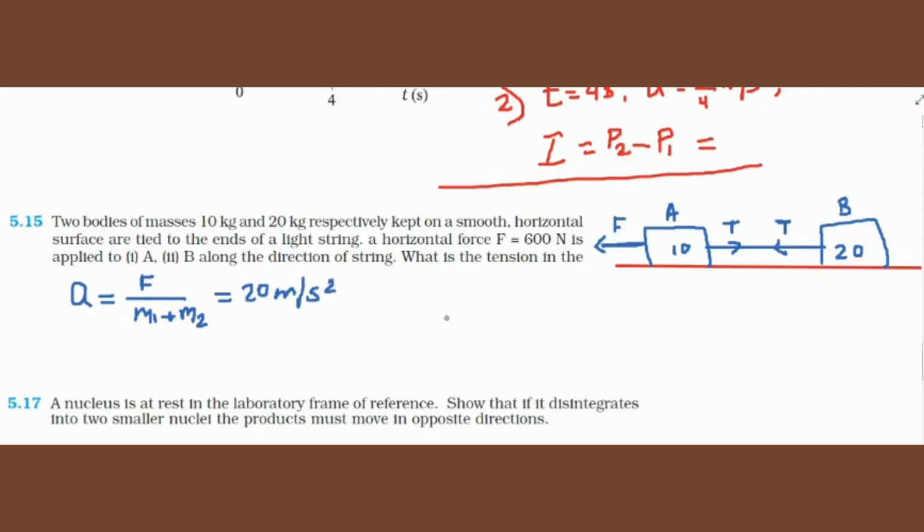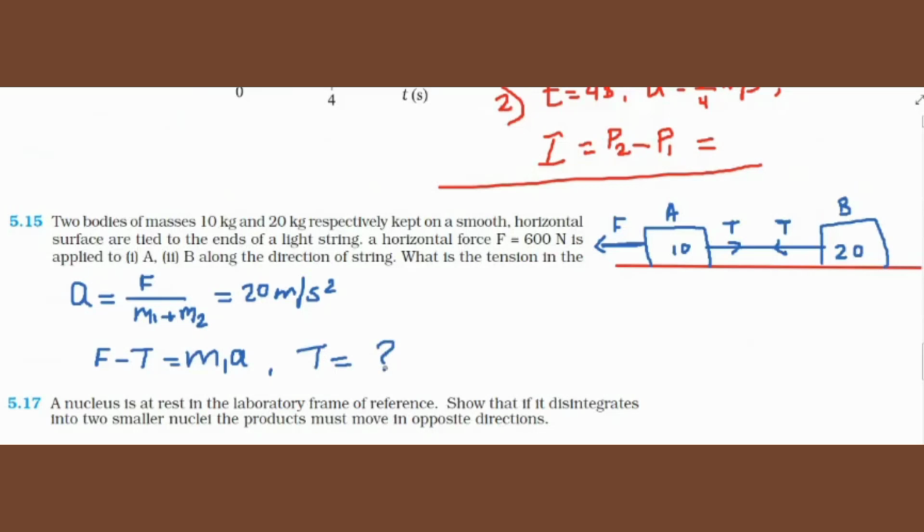Now what you have to do? We calculate the net force acting on object A. How much is the net force? Only consider object A. When you consider object A, you can see a 600 Newton force is applied, that is F, minus tension. Two forces are acting on object A, F and T, in opposite directions. So F minus T is equal to the net force M1 into a. M1 you have to take as 10 only. Then you know the value of a, you know the value of M1, F also, so that tension T you can calculate.